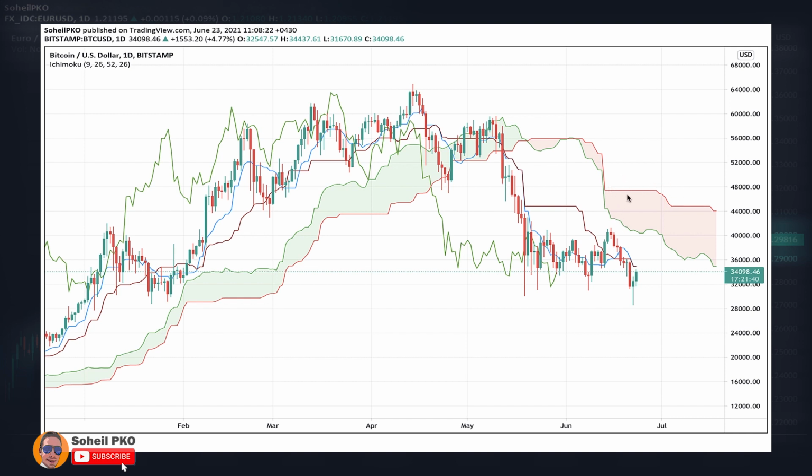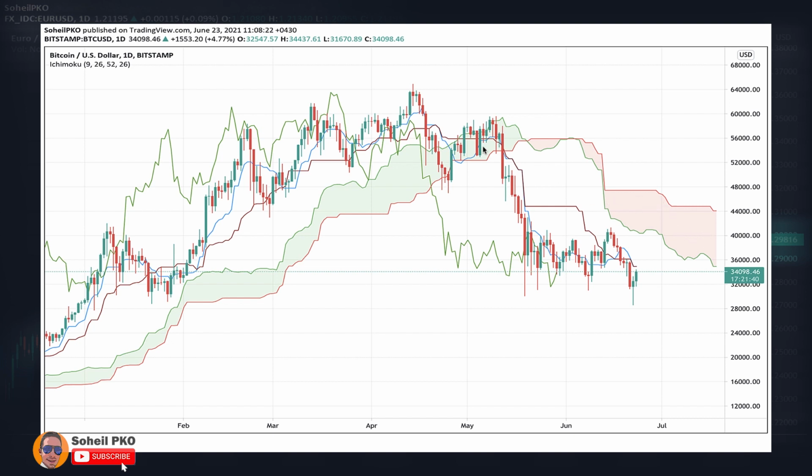So the cloud also provides a possible future support and resistance level that may hold. For example, here you can see that we have the cloud in the future and it shows the possible resistance area that may hold at this level.